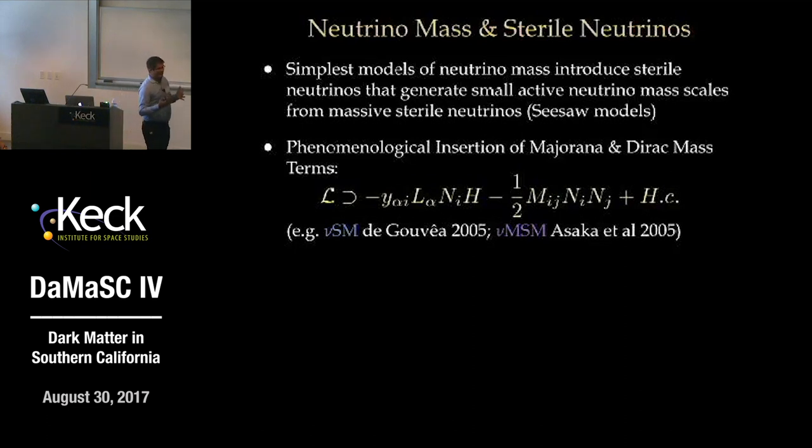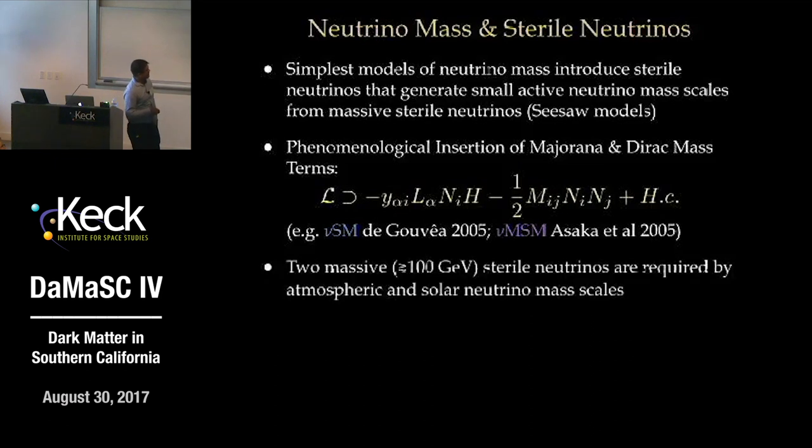It depends on who you ask what a seesaw model means, but basically it's using the same kind of mechanism to introduce neutrino masses. This was done, for instance, by Andre de Gouvea in 2005, and he called it the neutrino standard model. A similar kind of mechanism was in the Asaka and Shaposhnikov papers. They called it the neutrino minimal standard model. I don't know how much more minimal you can get than the standard model, but that's what they called it.